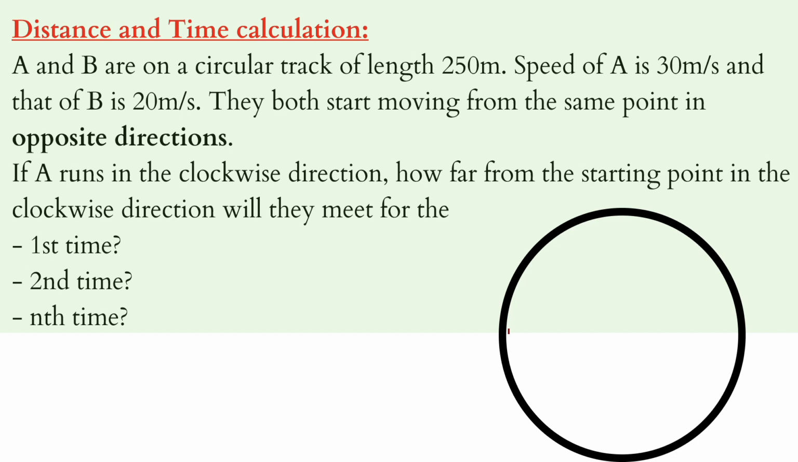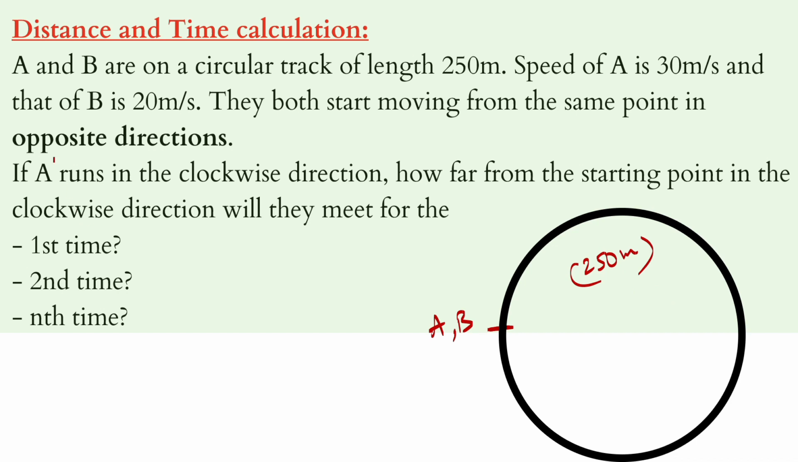Okay, so let us say here, this point. A is here and B is also here, right? And what is the circumference given? The circular track of length 250 meters. Okay, so the track is 250 meters. So 250 meters is the circumference.